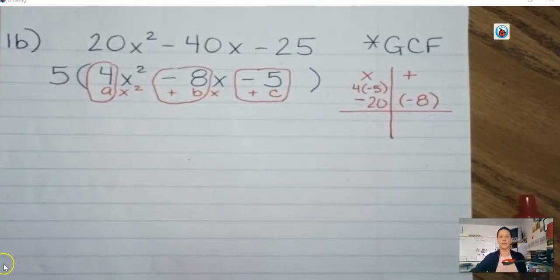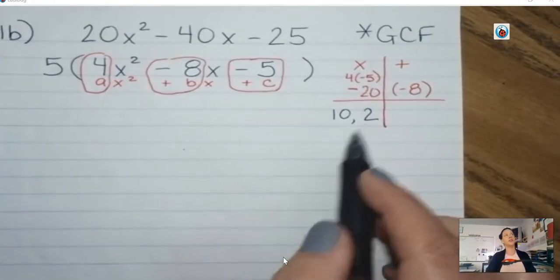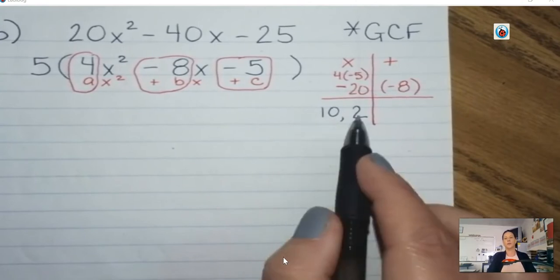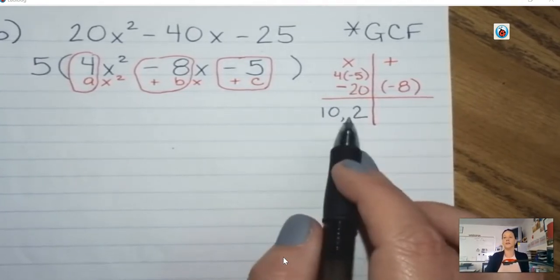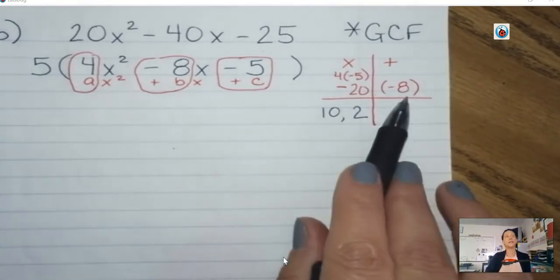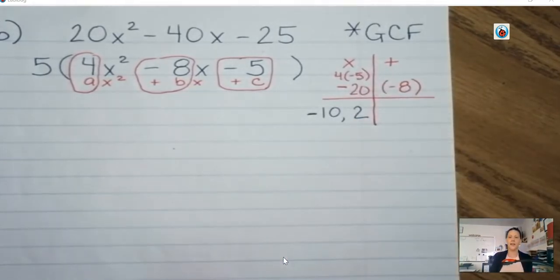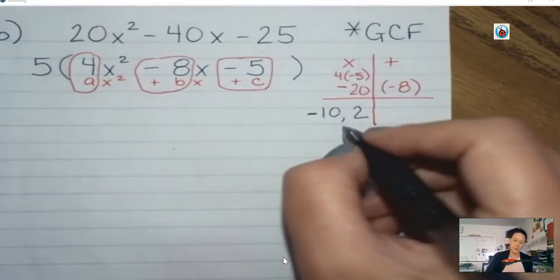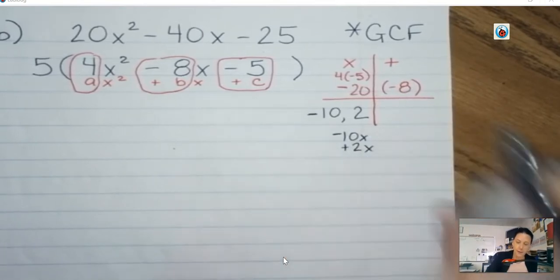I'll give you a minute to start coming up with your factors. Okay, hopefully you figured out it's some combination of 10 and 2. So they need to multiply to be negative 20, so that means one of them needs to be negative. When I add, they have to add up to negative 8, so that means the negative needs to be on the bigger number. So negative 10 and positive 2. So that means I'm going to end up with a negative 10x and a positive 2x.